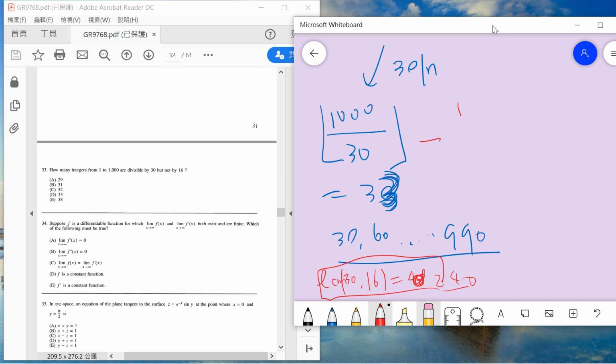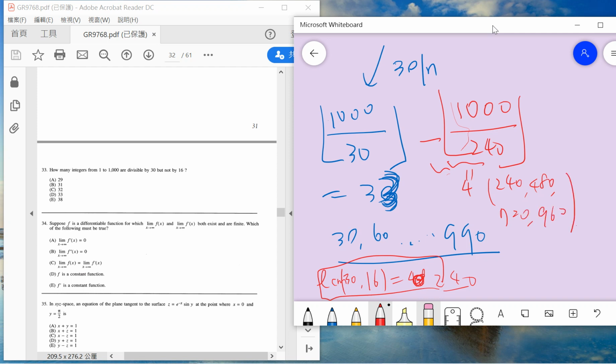So all we need to do is subtract how many numbers are divisible by 240. So the number is 4. Obviously it only contains 240, 480, 720, and 960. So this is 33 minus 4, 29.